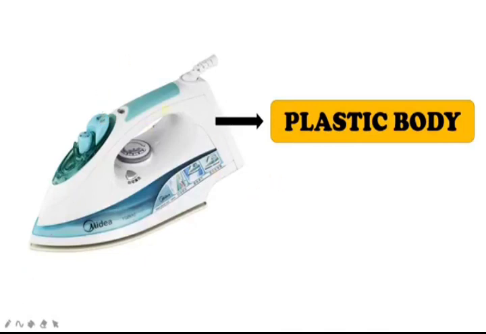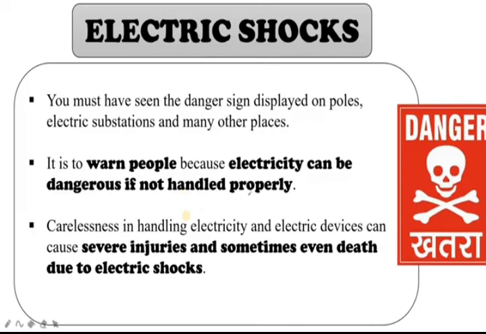Look here, the iron box also. The covering body is a plastic body. Why? Otherwise you will get electrical shock if it is covered with any metal, so we make the outer covering of plastic. You must have seen the danger sign displayed on poles. It warns people because electricity can be dangerous if not handled properly. Careless handling of electricity and electric devices can cause severe injuries and sometimes even death due to electric shock. You may see different death cases due to electrical shock, right? Yes, always keep away from those, and you yourself should protect your body by wearing insulators.